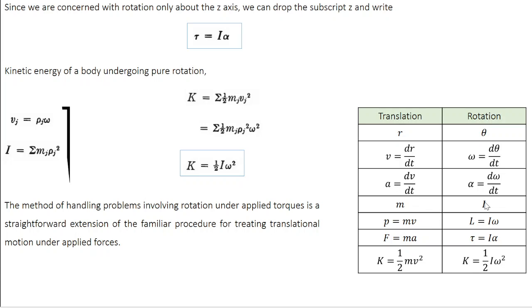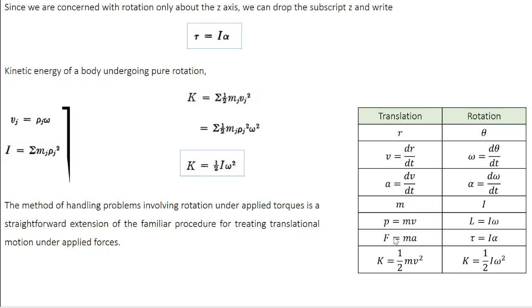So instead of m, you have I. Instead of v, you have angular velocity omega. Instead of linear momentum p, you have angular momentum L. So L equal to I omega, right? So it's almost an extension of translational motion.